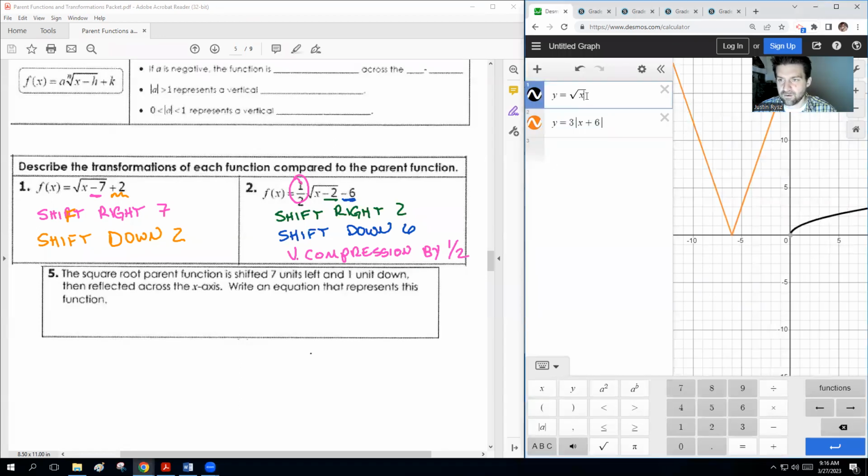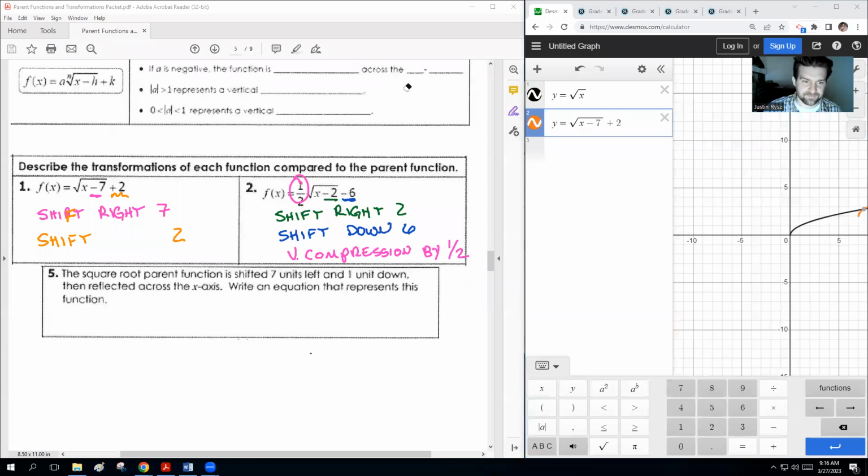Let's double check the two answers that we got. The first one here, we're going to take our equation and put a -7 on the inside. Definitely shifted it to the right. And we have a +2. Oh, I messed up. +2 shifts it up too. Need more coffee this morning.